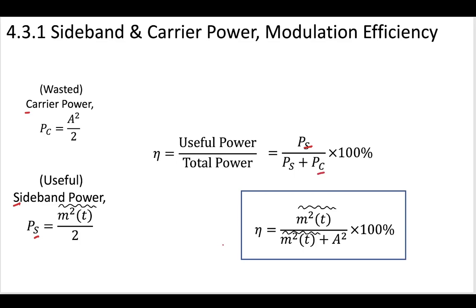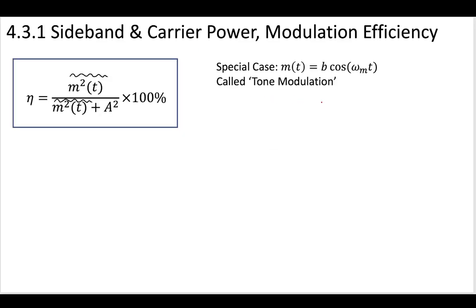Now, this is the efficiency for some general message. We don't know what this message is. It's just some message signal that contains new information. Now, let's go back to our friend that we call a special case, tone modulation. In our special case, our message consists of a single wave at a single frequency, this omega m. So this is our message wave, and our special tone message has some amplitude B. So let's figure out what the efficiency is for this special case, which we call the tone modulation.